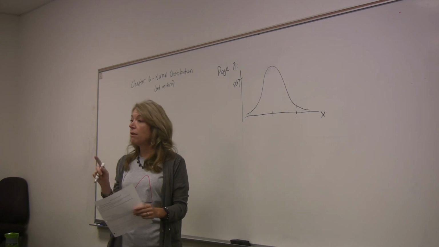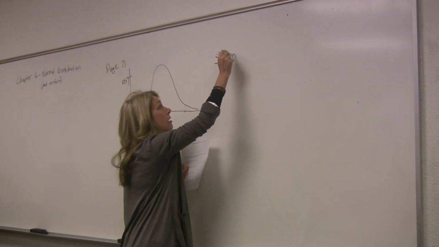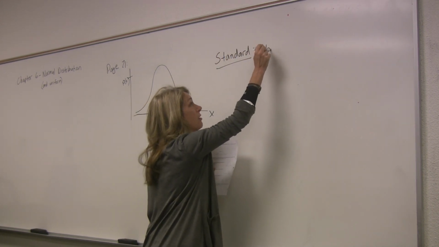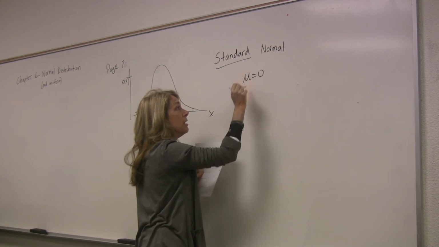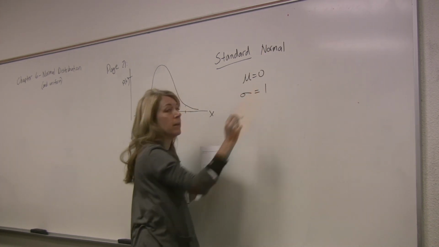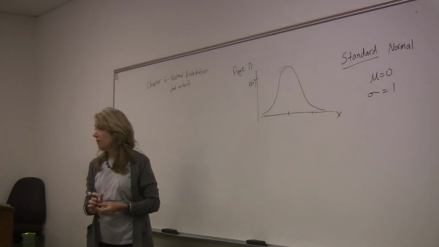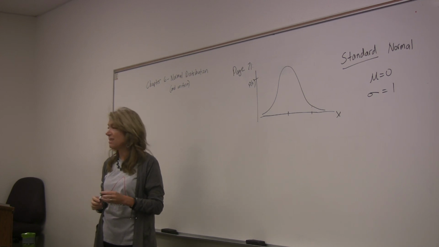Standard normal, if we know the mean is 0, normal just means it has that shape. But it's standard normal if the mean is 0 and the standard deviation is 1. That's the definition of standard normal. And look what it even says: the total area under the curve is equal to 1.